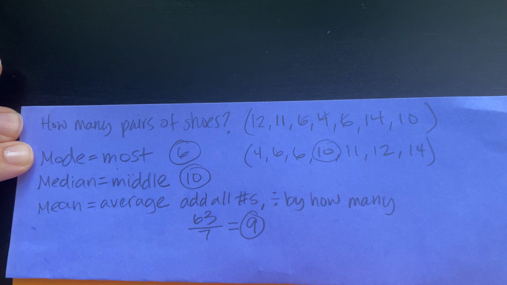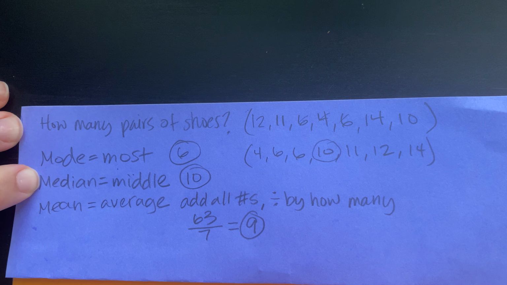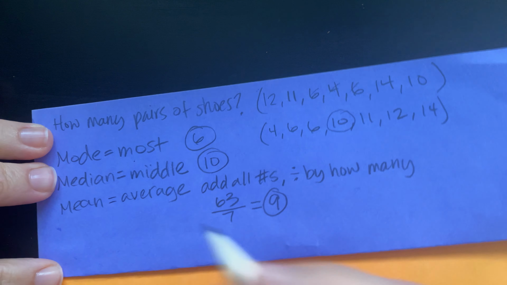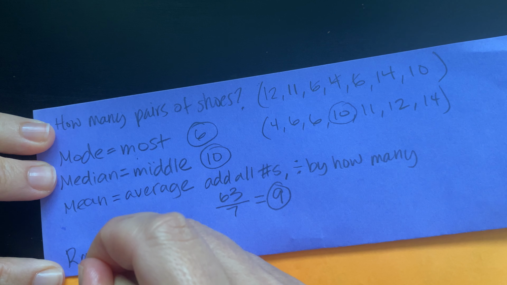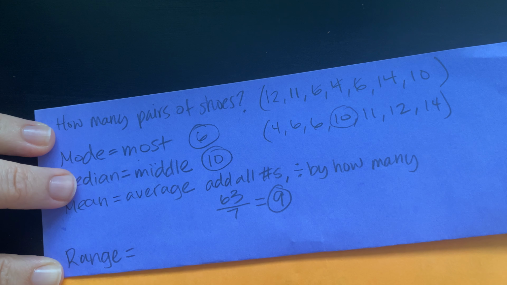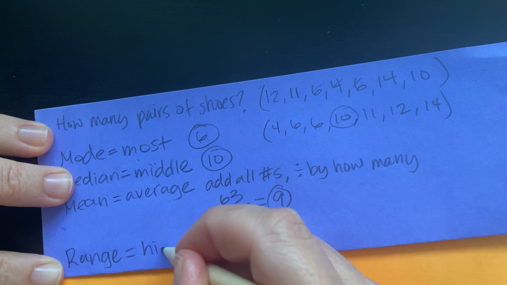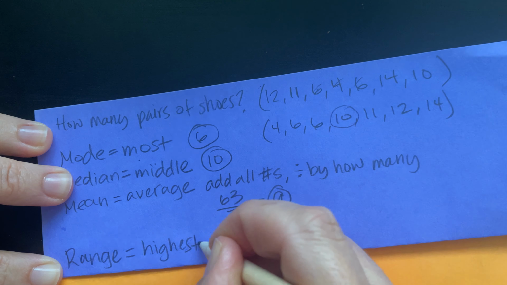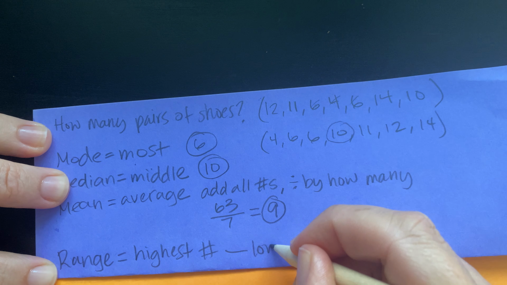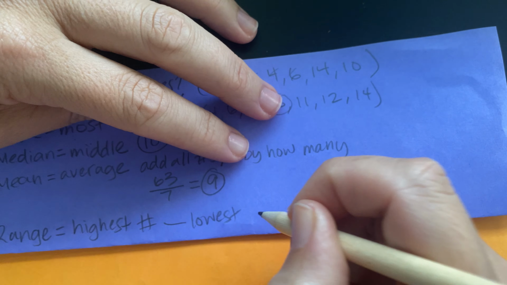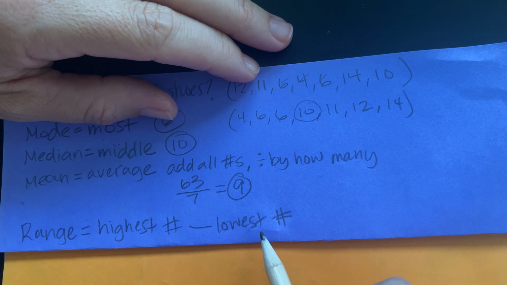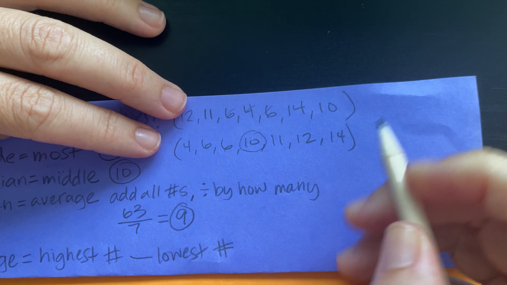So mode means most, median means middle, mean is average, and then finally range. To find the range, we start with the highest number and then subtract the lowest number. So it's the highest number minus the lowest number. So our highest is 14.